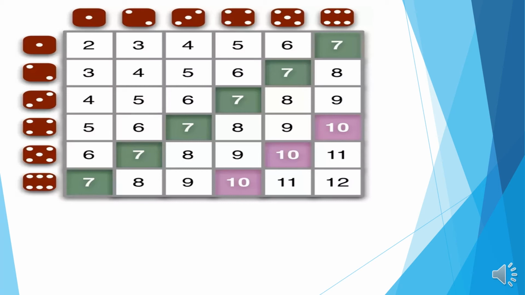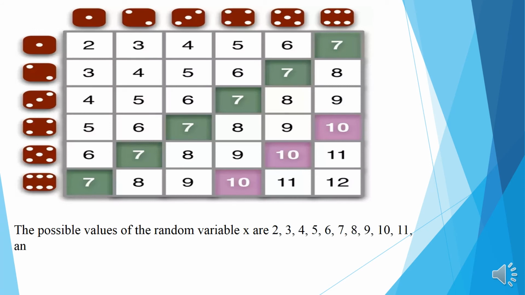At the end, 6 6, what is the sum? It is 12. 6 5 is 11. 6 4 is 10, and so on. 1 1 becomes sum 2, 1 2 is 3. The possible values of the random variable x are what?